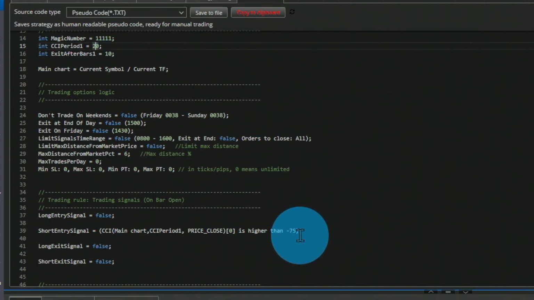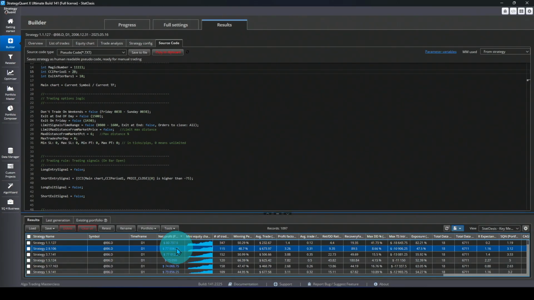We enter and our exit is 10 bars. Let's go to the next one. This is the CCI of 30 look back period crosses 0 upward. Next one, CCI of 20 crosses minus 95 upwards, trailing stop of 100 pips.